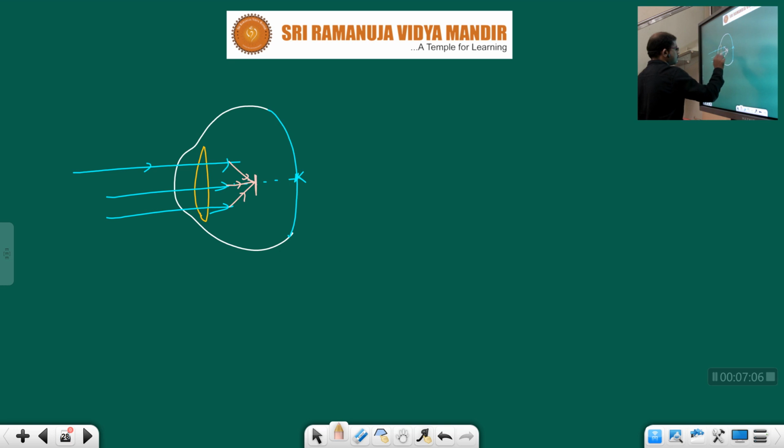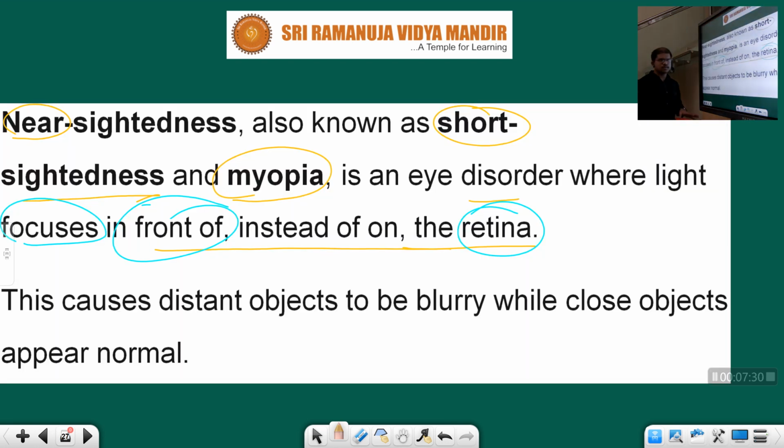Okay, here they are focused instead of focusing here. Children, due to this, what is the condition? That image, whatever is forming over here, can't be captured by the retina. We can't see the image, obviously. So that is regarding myopia, children.